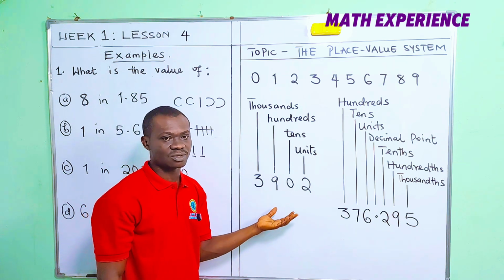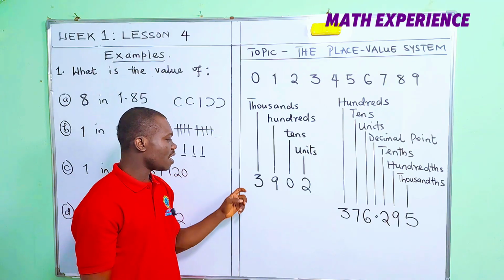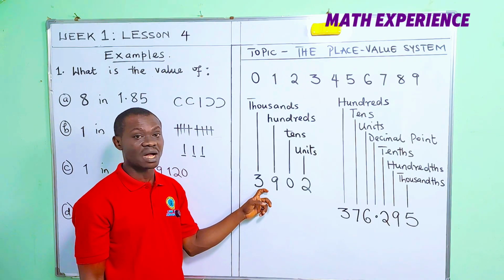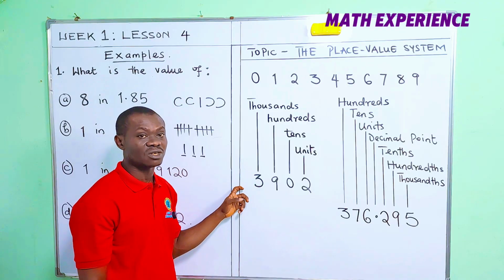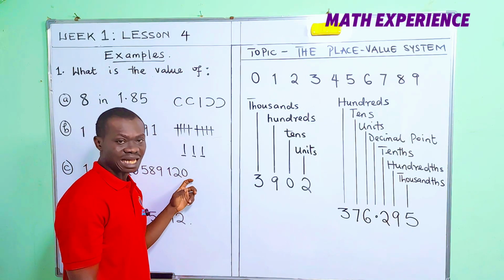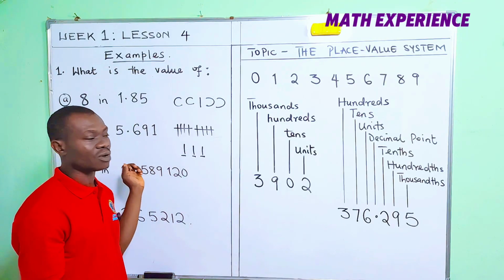I'm aware you are used to this, but I'm just showing you the background of how this came about. The next after this becomes tens of thousands. This is units of thousands, tens of thousands, hundreds of thousands. Then you go to millions, units of millions, tens of millions, and just like that, up to billions, trillions, and so on.